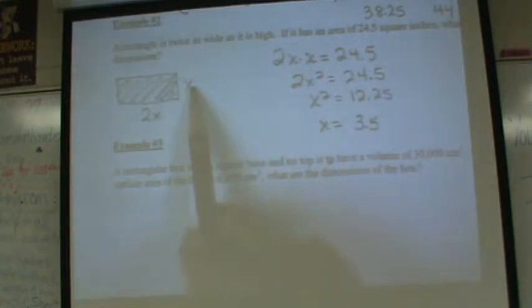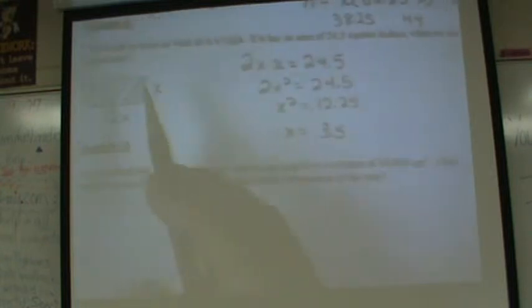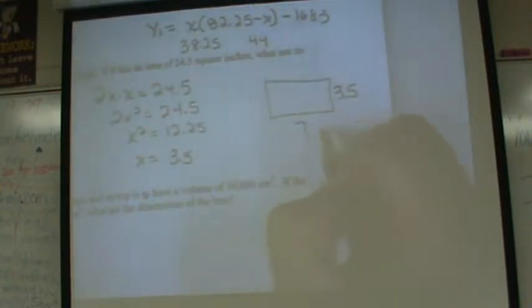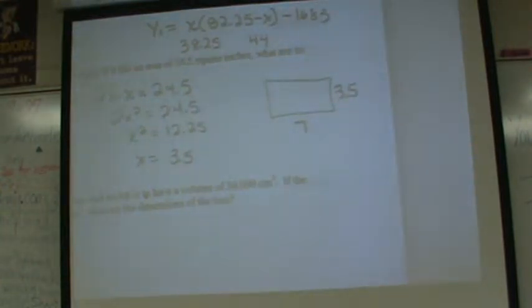And the dimensions of this rectangle are 3.5 by, what's 2 times 3.5? It's 7. So your rectangle is 3.5 inches by 7 inches. Got that?